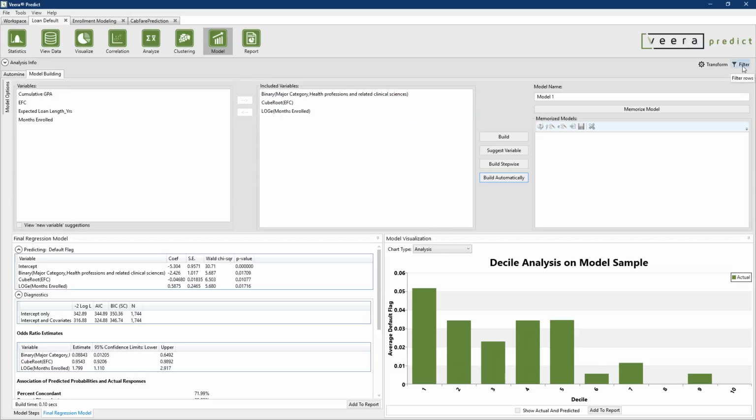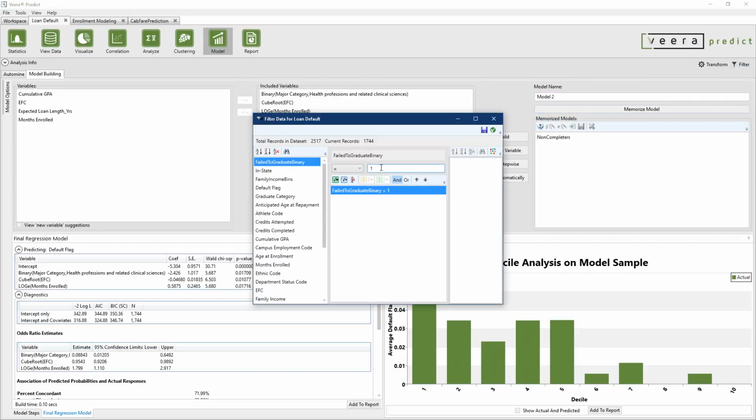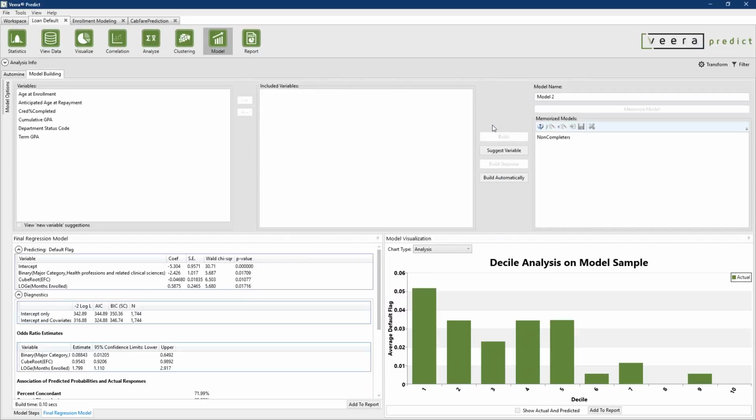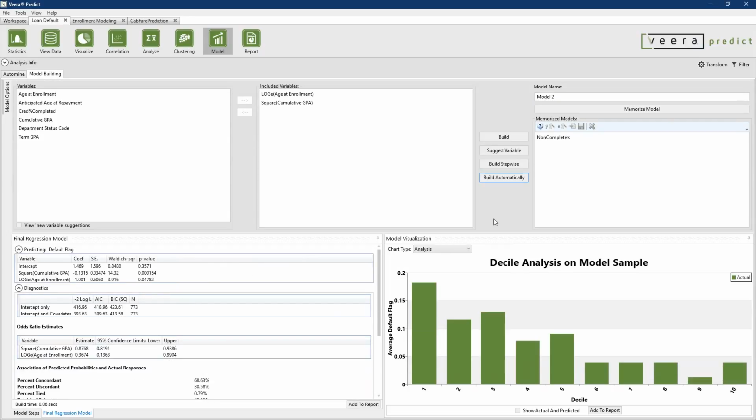And actually, if we flip the filter, so I'll memorize this, non-completers. If I flip this filter around and I look at the people that did complete their degree, it'd be interesting to see if that enters in. Some of this, by the way, is improvised, so I'm not sure if that's going to enter in. Yeah, so it didn't enter in.